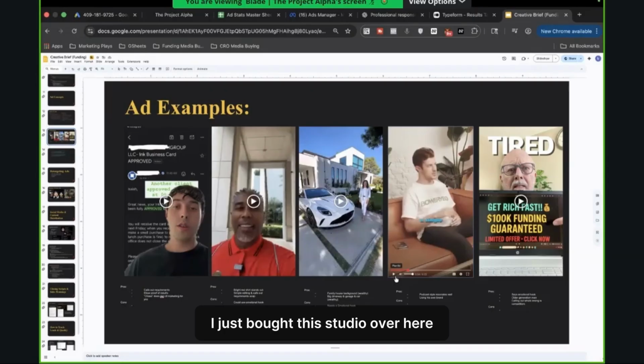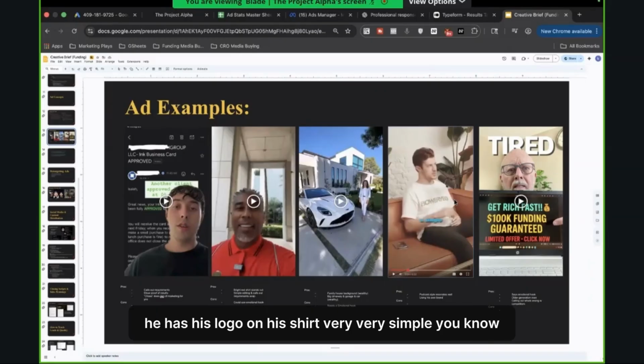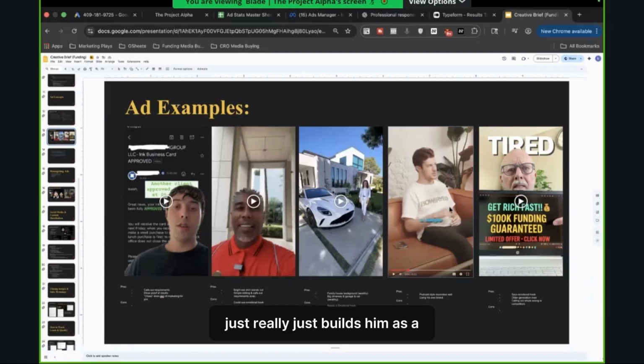I just bought this studio over here just so we're going to have two podcasting sections, boom and boom. So what I'm saying is that leveraging a podcast style builds a lot of authenticity. People are used to seeing this, it builds a lot more trust, great for conversions. Podcasting style, uses his own brand, he has his logo on his shirt. Very, very simple. It just builds him as an authority figure. Let's go to the next one over here.